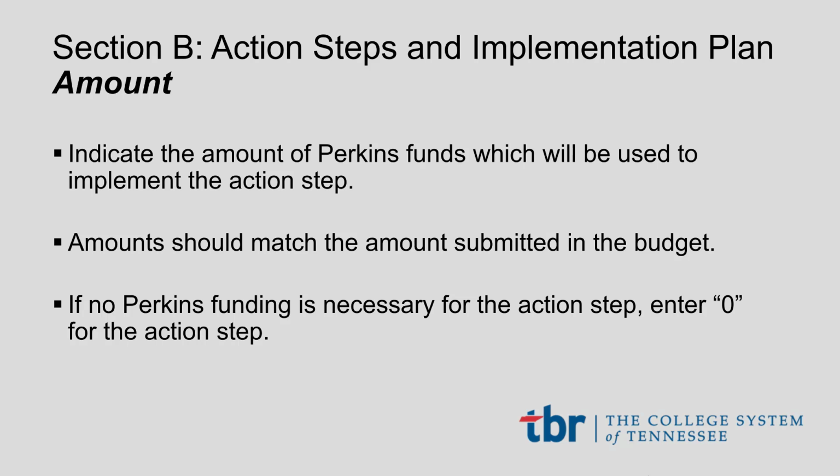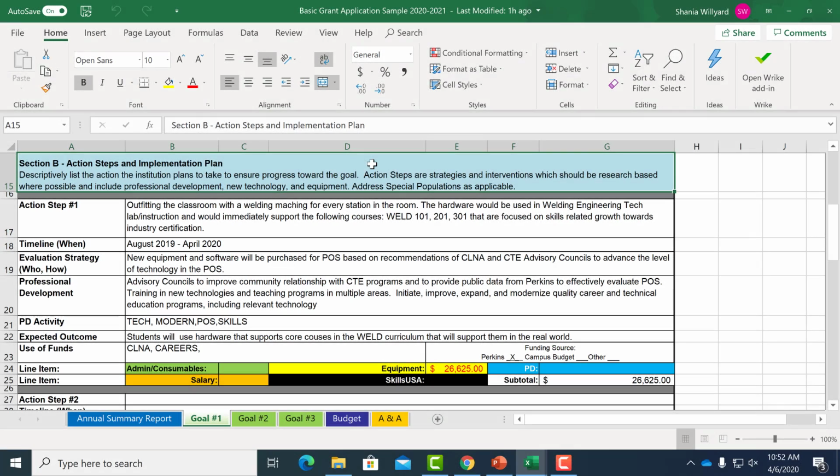Let's take a look at a sample application where Section B, Action Steps and Implementation Plan, has been completed. Here we see in Section B, Action Steps and Implementation Plan, Action Step number 1, Timeline, Evaluation Strategy, Professional Development, Professional Development Activity, Expected Outcome, Use of funds, and line item.